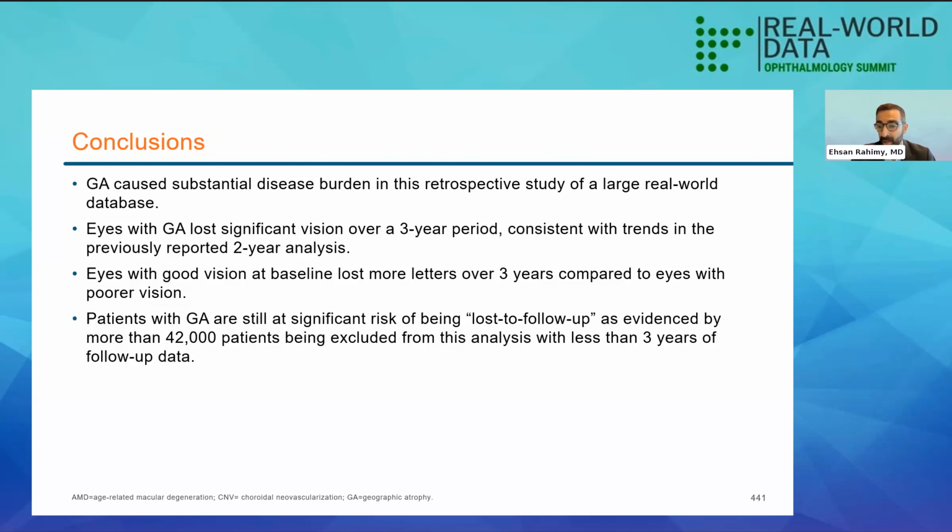So in conclusion, we know geographic atrophy caused substantial disease burden in this retrospective study of a large real-world database. This is the largest reported to date. Eyes with GA lost significant vision over a 3-year period, consistent with trends in the previously reported and published 2-year analyses. Eyes with good vision at baseline lost more letters over 3 years compared to eyes with poor vision.